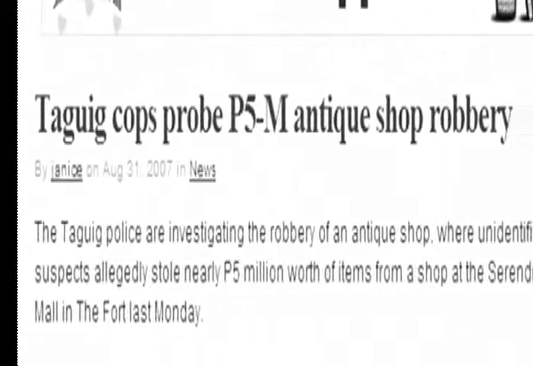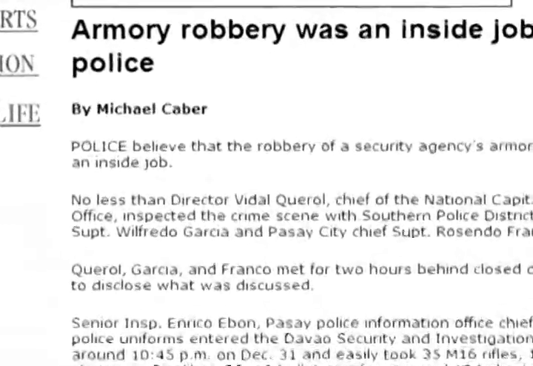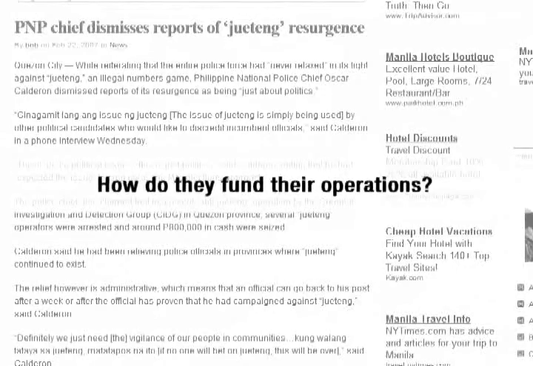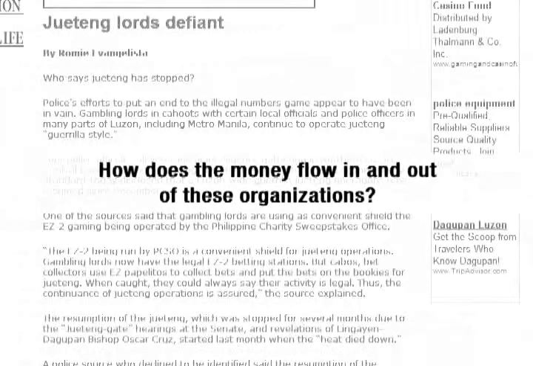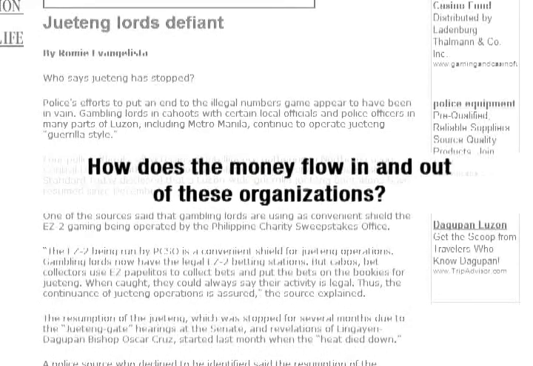We feel the impact of these crimes, but we have so far ignored some important questions. How do terrorists and criminals fund their operations? And how do they hide the money they use as it flows in and out of these organizations?